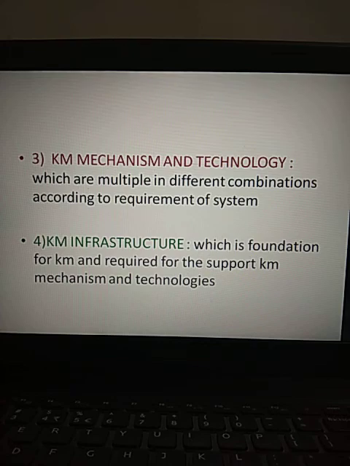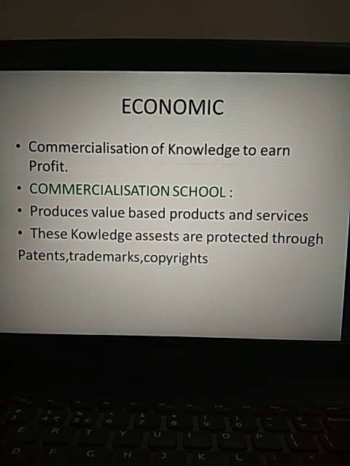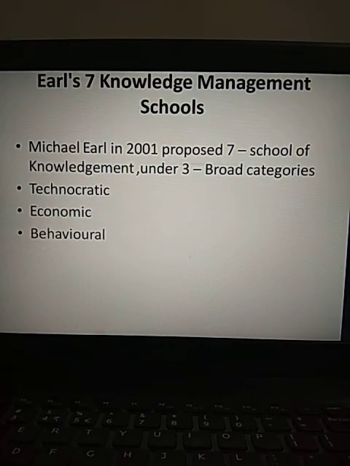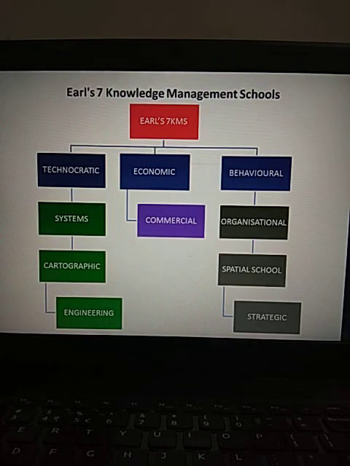So what we discussed till now, let us go back. Today we started from Earl's 7 knowledge management schools. There are 3 broad categories: technocratic, economic, behavioral. This is a tree structure, Earl's 7 knowledge management schools. All these are intertwined together. Here one can observe the commercialization of knowledge. If new technology or new knowledge has been developed, that will be commercialized, like Microsoft, Apple, and other software companies. When they develop new software, they sell that knowledge, that codification, to other companies.